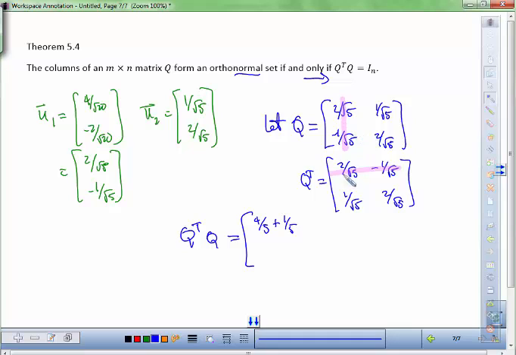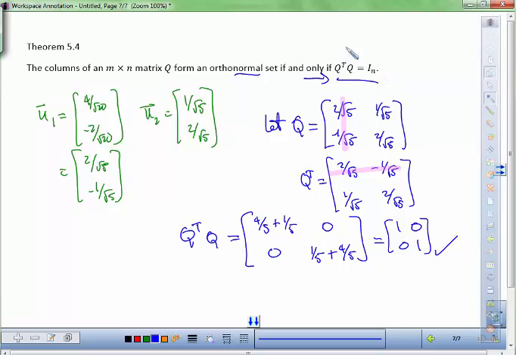And then the first row in the second column is 2 over 5 minus 2 over 5, which is 0. The second row in the first column is 2 over 5 minus 2 over 5, which is also equal to 0. And the second row in the second column is 1/5 plus 4/5. And this is equal to the identity. Okay? So that is what they're trying to say in this particular theorem.